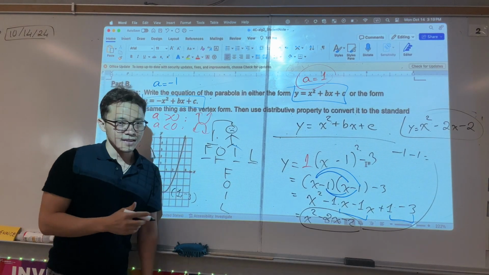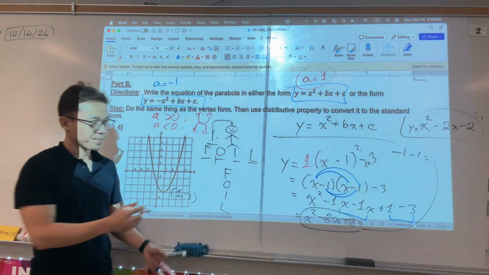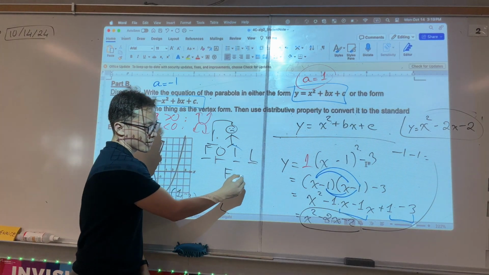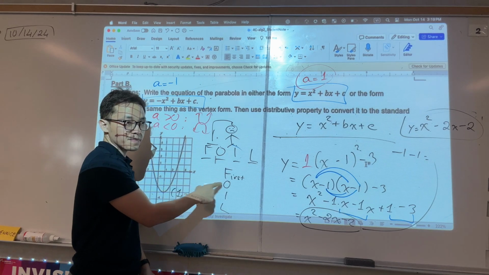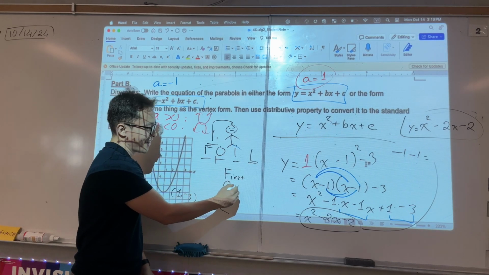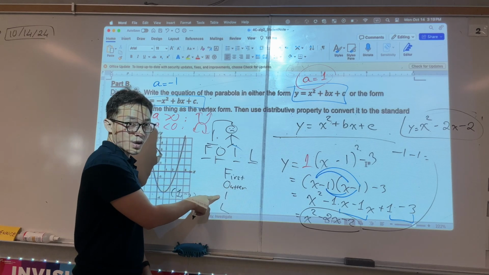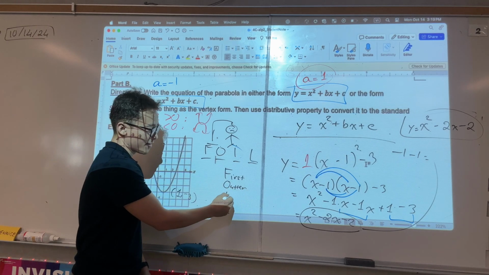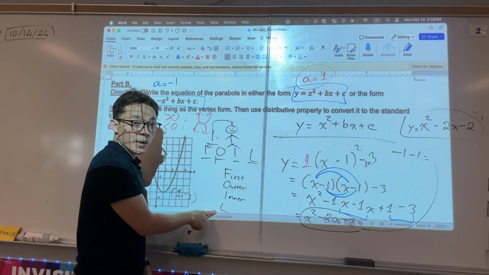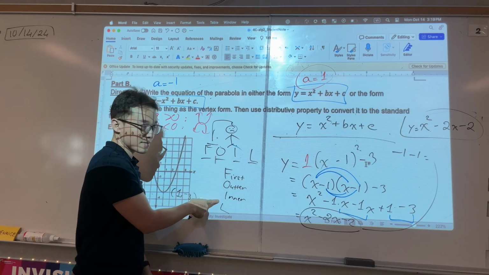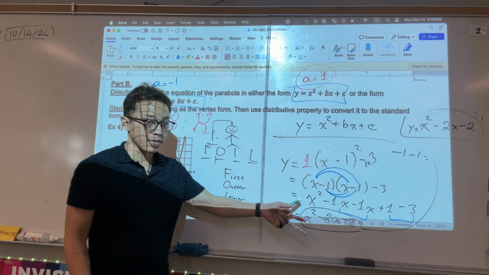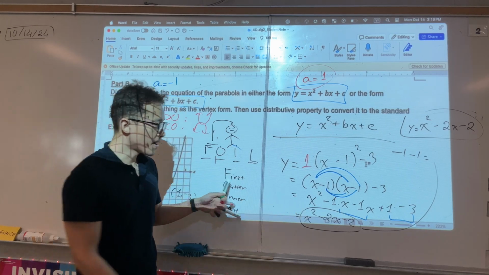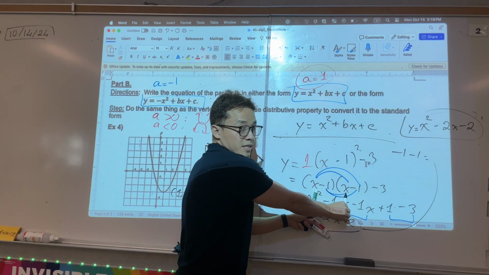No. First, they stand for something. It's an acronym. F is first, and then O is outer. So I is inner. First, outer, inner. L is last. First and last. Let's just make sure you know there are four terms. First is the first of this and the first of this.